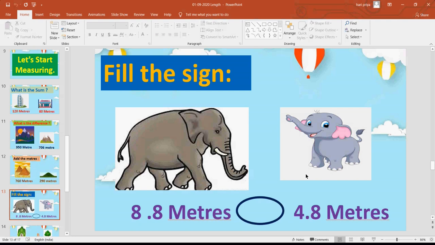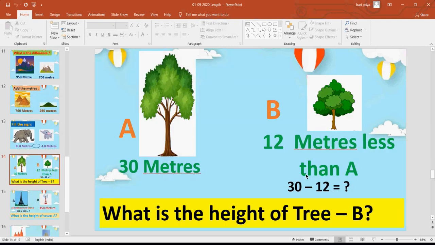Okay, so the next question is, you are going to read it carefully. This is not a sum like the previous one. The measurements are not given directly. They are giving some clues to find the measurement.